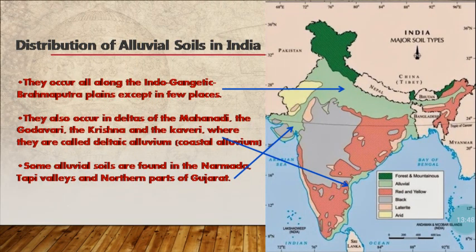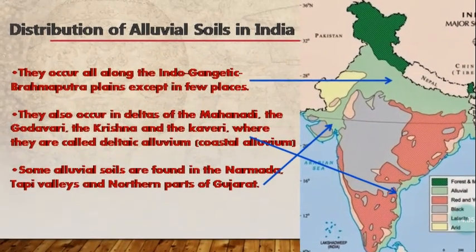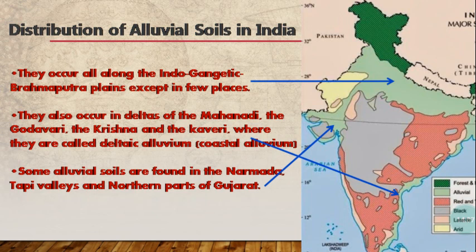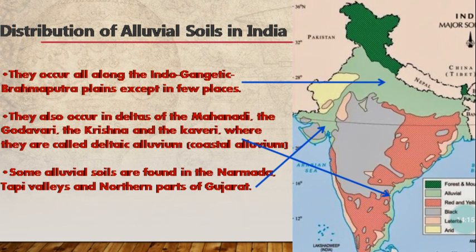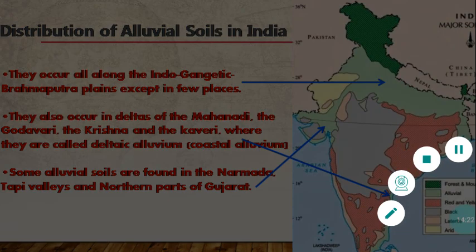Next, now the important part, where in India we can see the alluvial soil. So let us observe which are those regions. First of all, in the northern part of India, you can see the arrow is already given, that shows which part. They occur all along the Indo-Gangetic-Brahmaputra plain except in a few places.